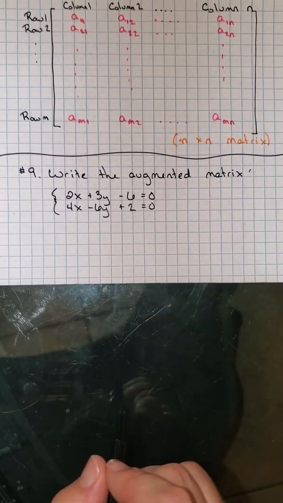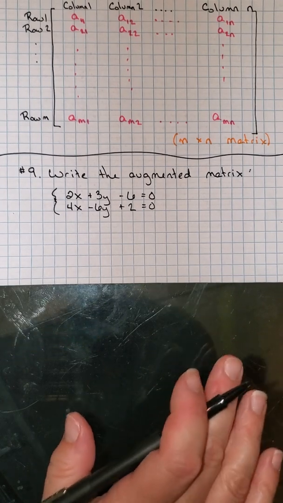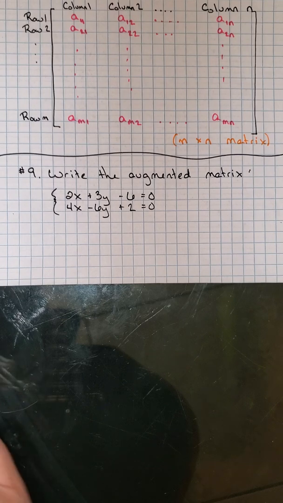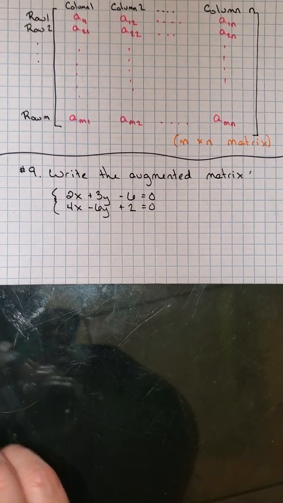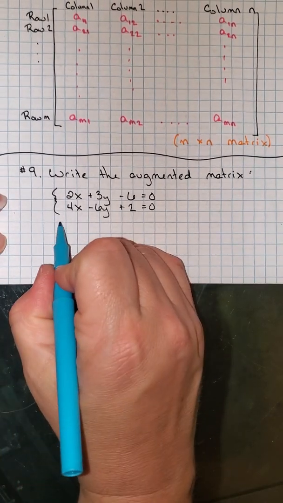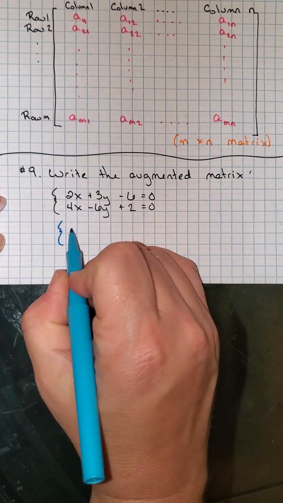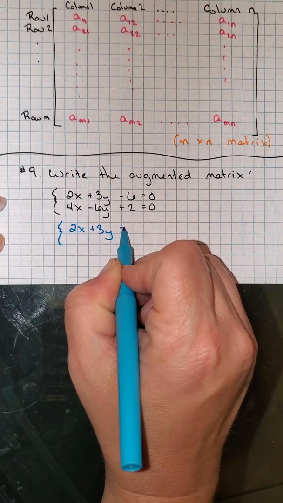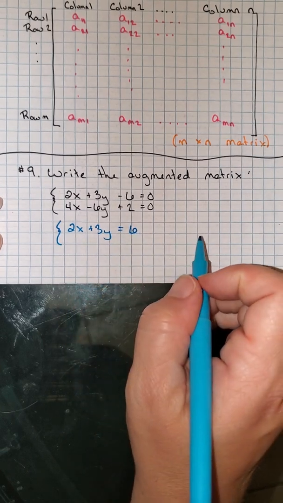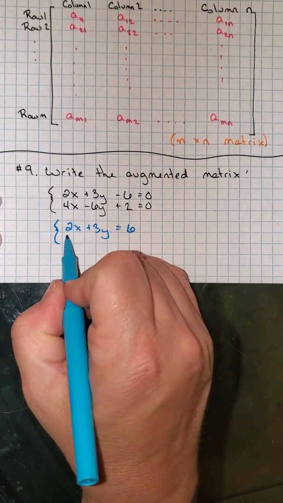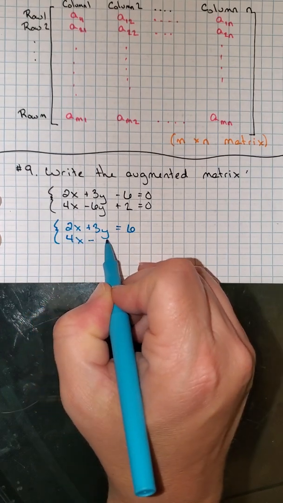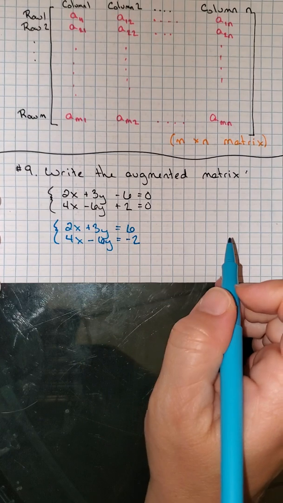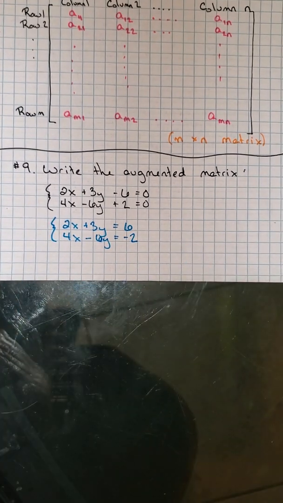Unlike the example I had done before, this one isn't quite ready to be put in an augmented matrix because your constants are not on the right hand side. So before I put it into an augmented matrix, I would need to rewrite it. This one, 2x plus 3y, and then the 6 moves to the right. This one, you have the 4x minus 6y, and then the 2 moves to the right and becomes negative.